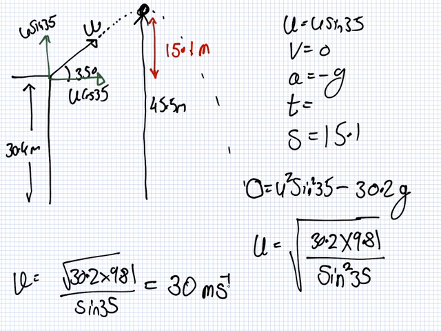Did you get T? No. Wait, wait, slow down there. U is 32. Are you sure? 30 sine 35. I really hope that number is less than 30.